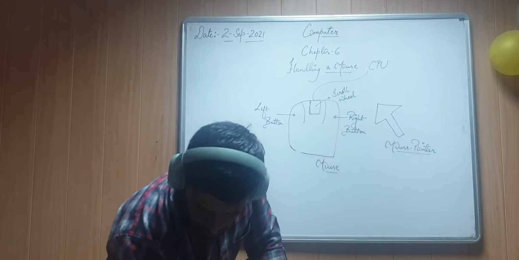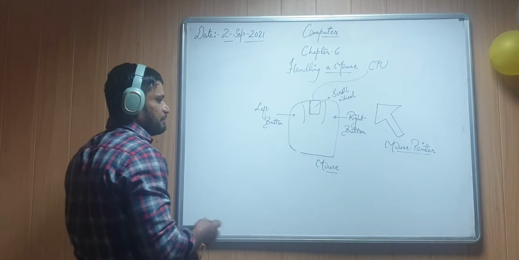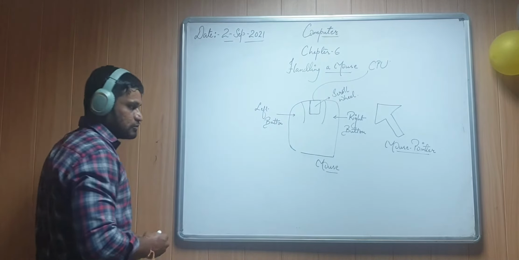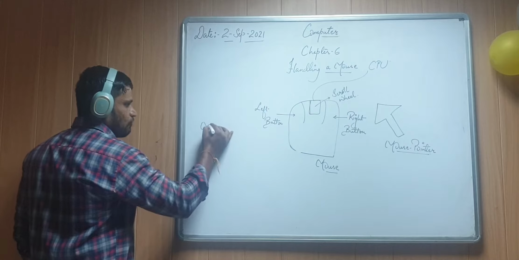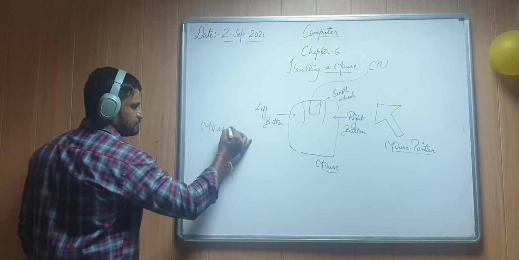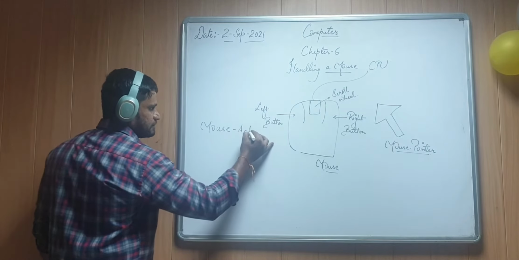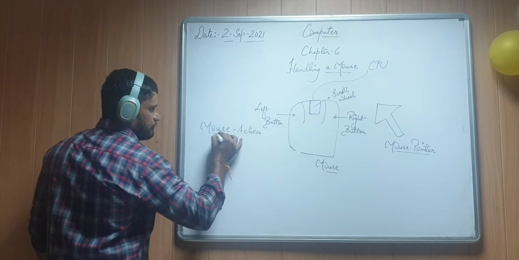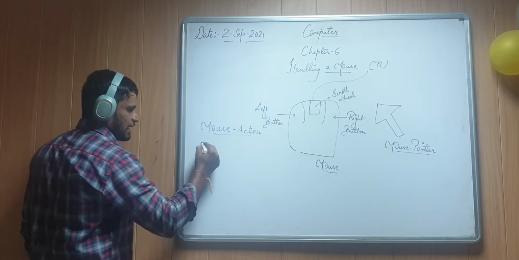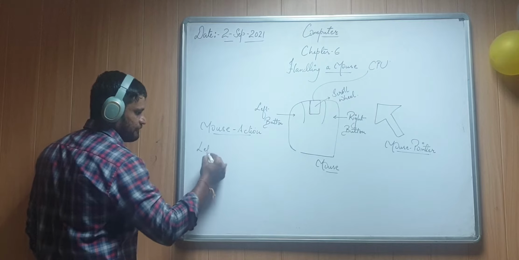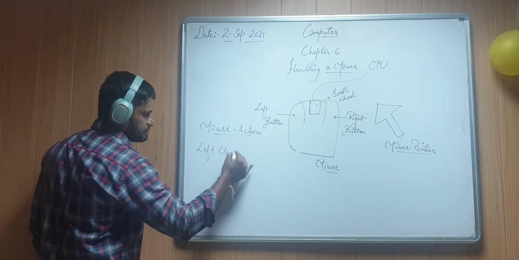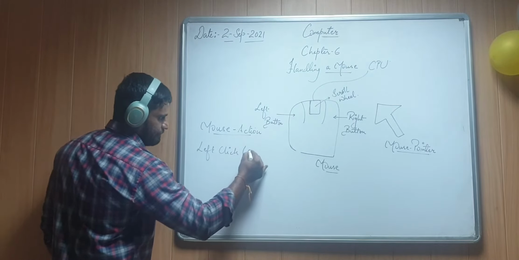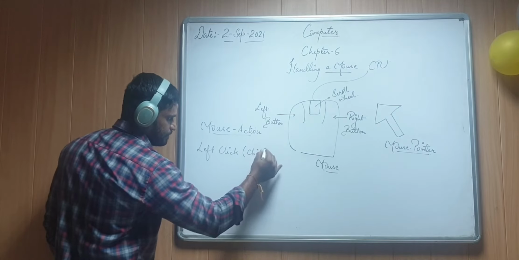Now we are going to talk about the mouse actions which are mentioned in your book also. 4 of the actions are mentioned here. What is the first action? The first mouse action is your click, or we can say the left click. Click or left click are both the same.